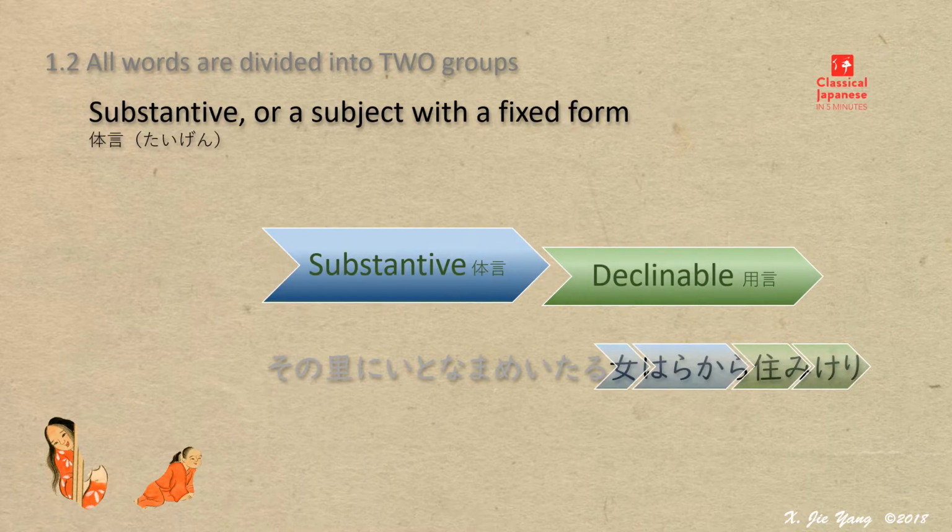Then, if we want to expand the sentence, there will be another part, substantive, to come in front of the sentence to add further information to this statement. In this case, onna hara kara sumikeri. Onna kyōdai ga sundeita.